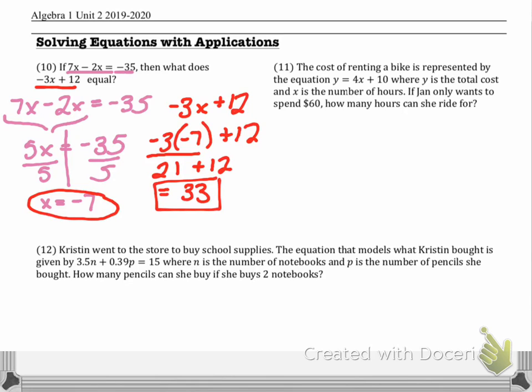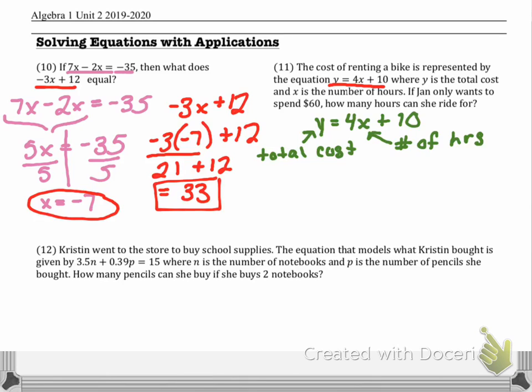Then for number 11, it says the cost of renting a bike is represented by the equation y equals 4x plus 10. Let me stop right there and make notes. I've got y is equal to 4x plus 10. It says that y represents the total cost, and that x represents the number of hours. If Jan only wants to spend $60, how many hours can she ride?